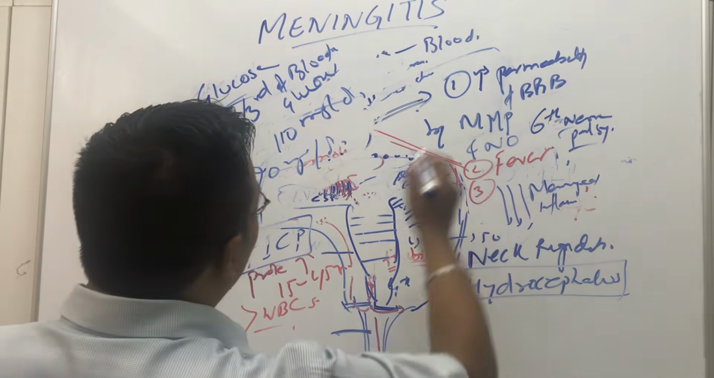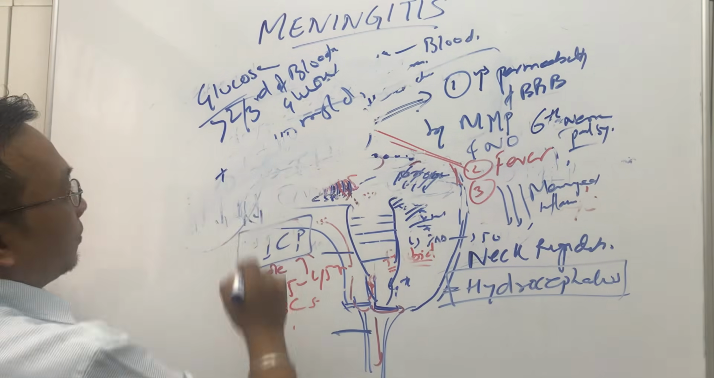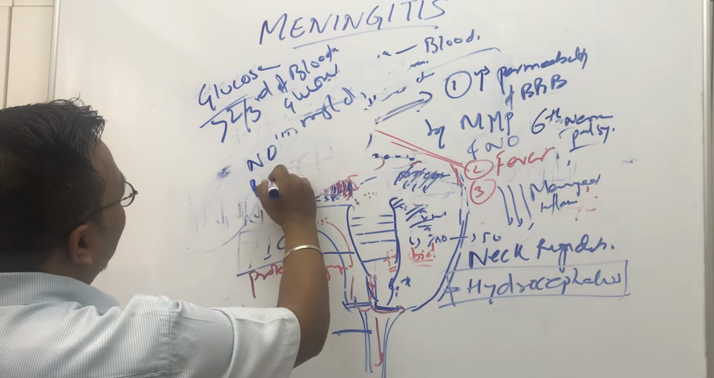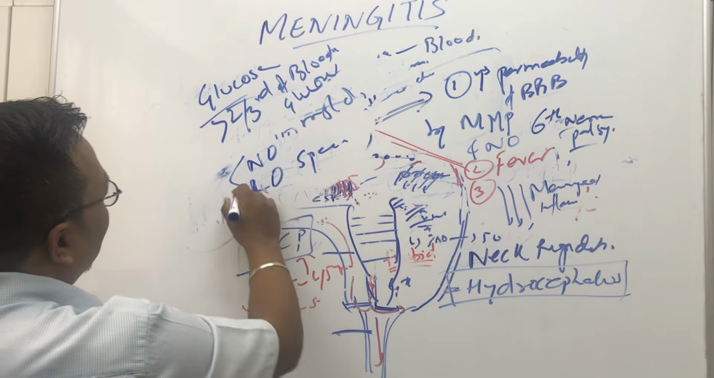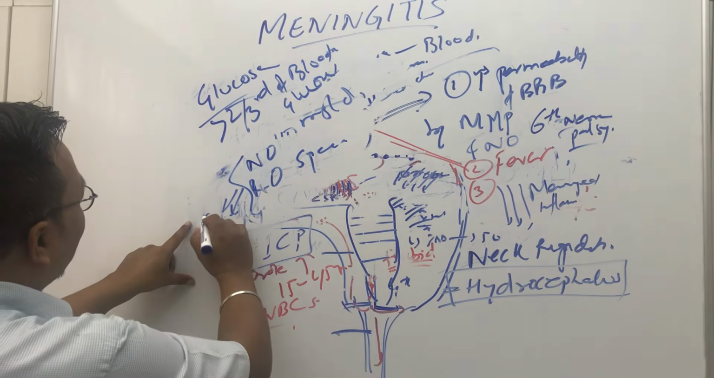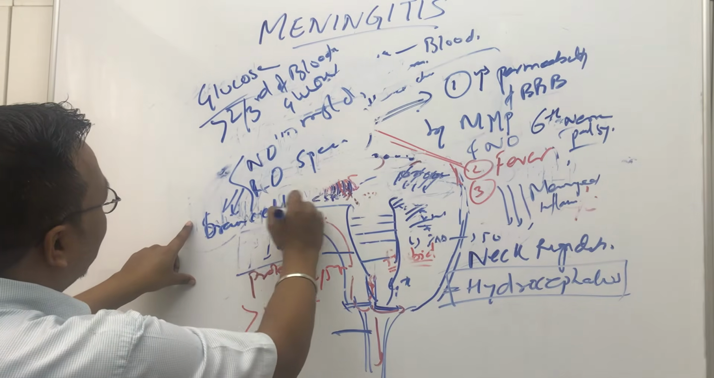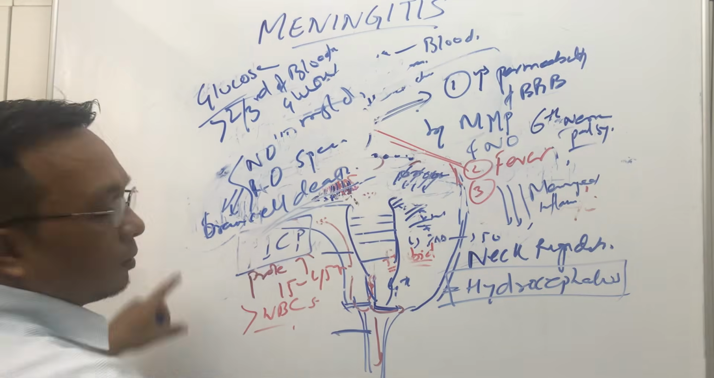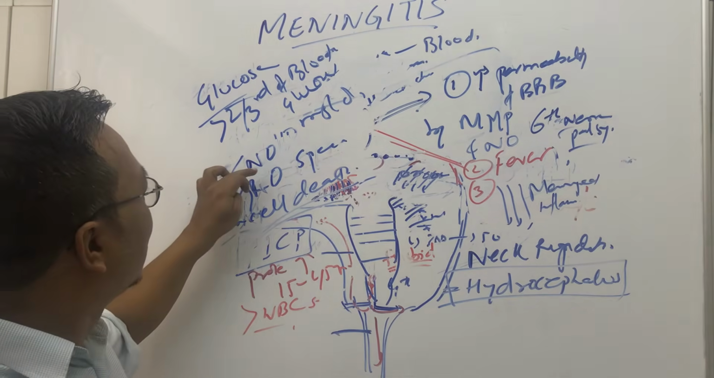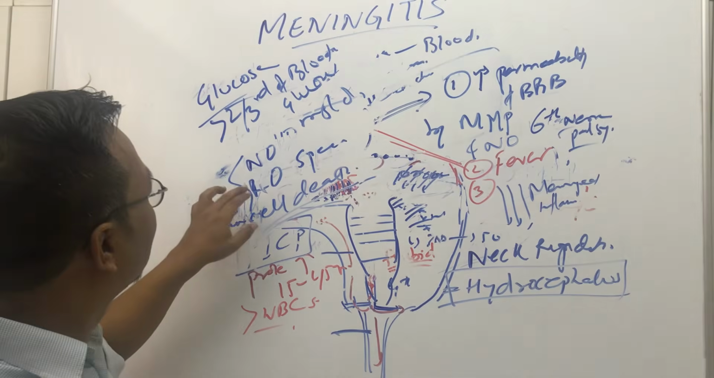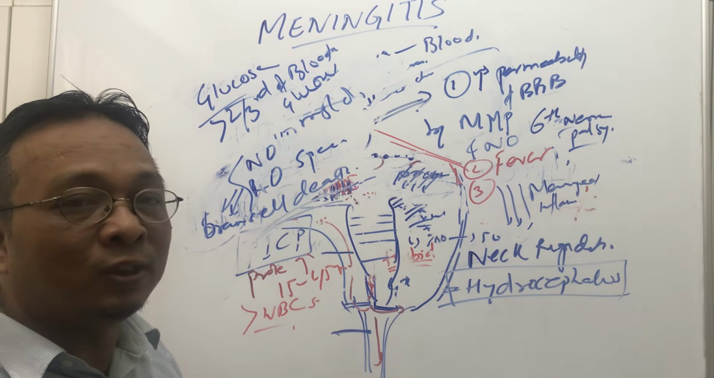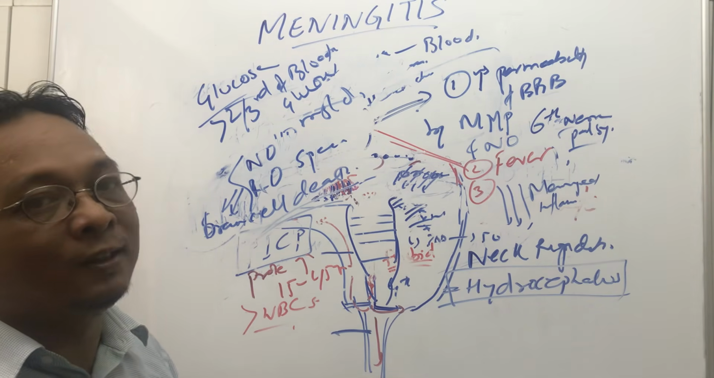Plus, what else? The release of nitric oxide and reactive oxygen species by our cytokines, by our immune cells, can cause brain cell damage and brain cell death. Because of the release of these nitrogen species and reactive oxygen species, all this can do significant brain cell damage and can cause death.